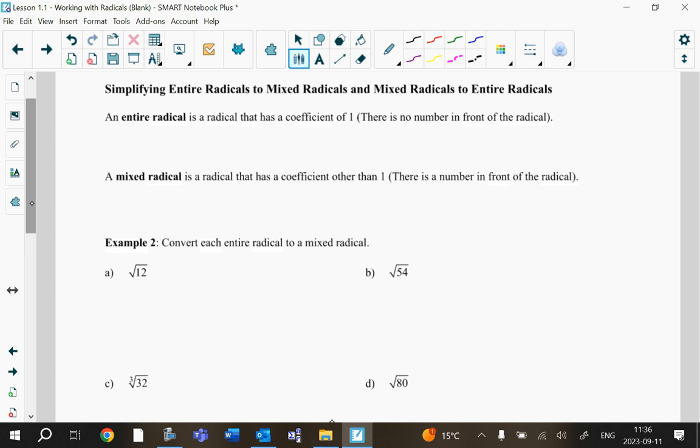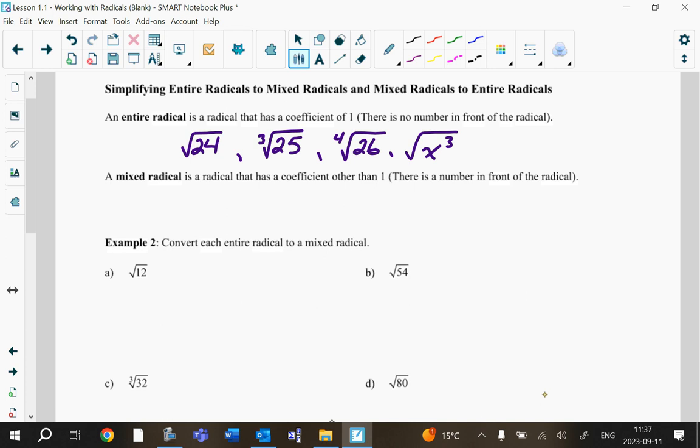Now this first part is review from grade 10, where we went from an entire radical to a mixed radical. And sometimes we went the other way. What's an entire radical? It's just got a radical and something underneath. So square root 24. Cube root 25. Fourth root 26. Or like square root x to the third. You can even have variables.